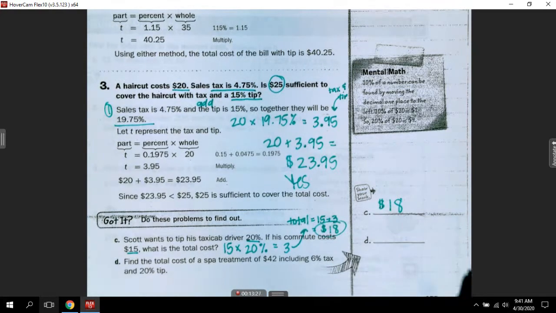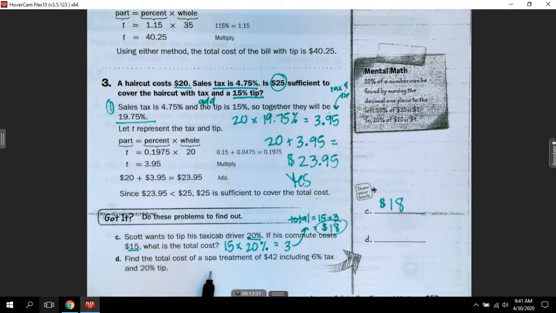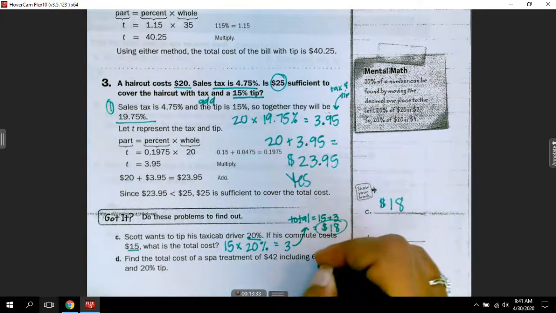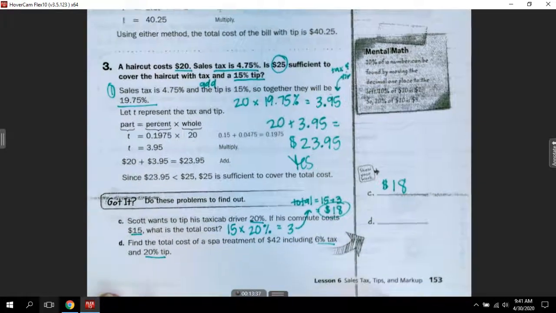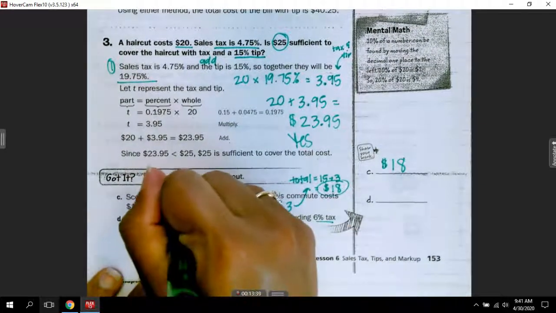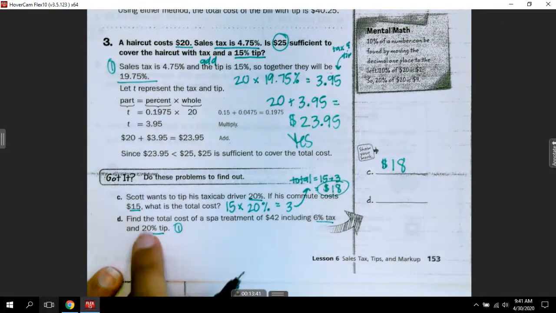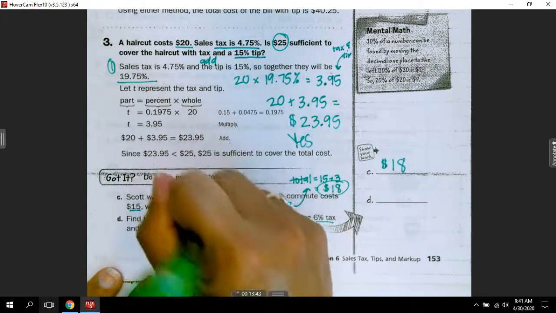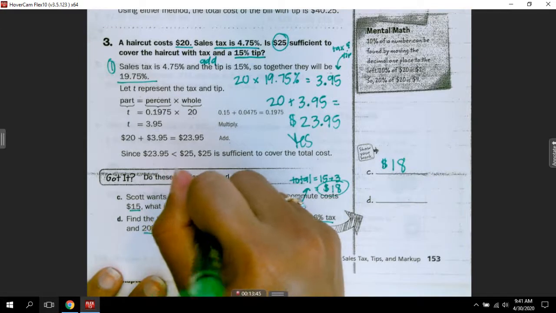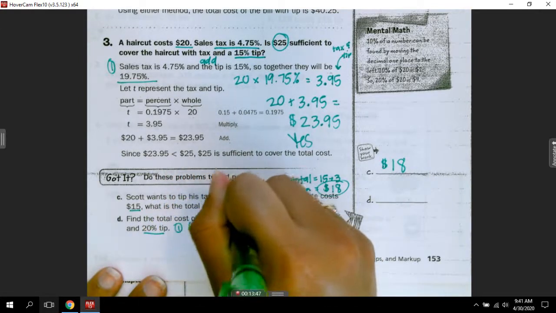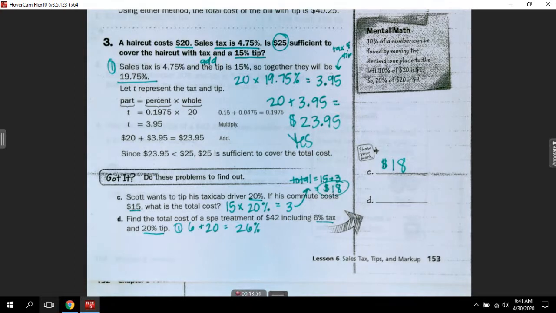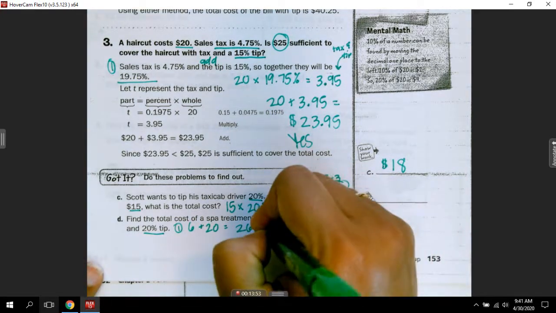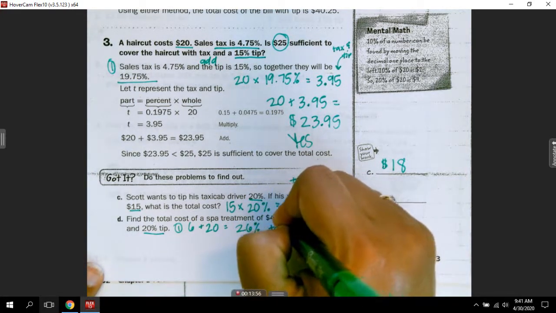Okay. Example D. Find the total cost of a spa treatment of $42, including a 6% tax and a 20% tip. Okay, so this has got a tax and a tip. So the first thing we want to do is add those two percents together. So 6 plus 20 is 26%. Okay. So this is your tax and tip. It's 26% together.